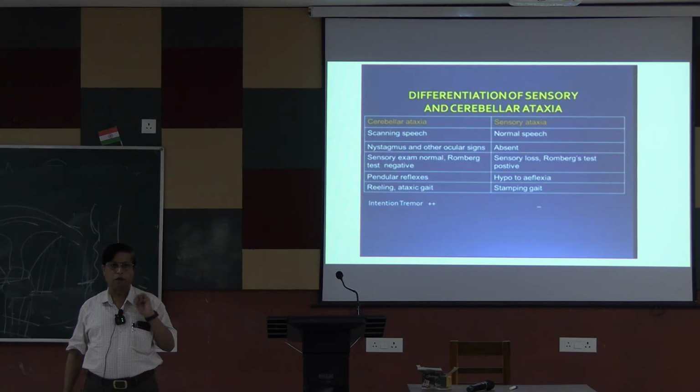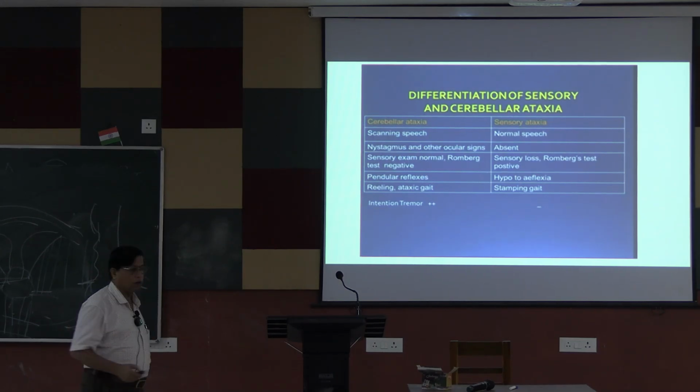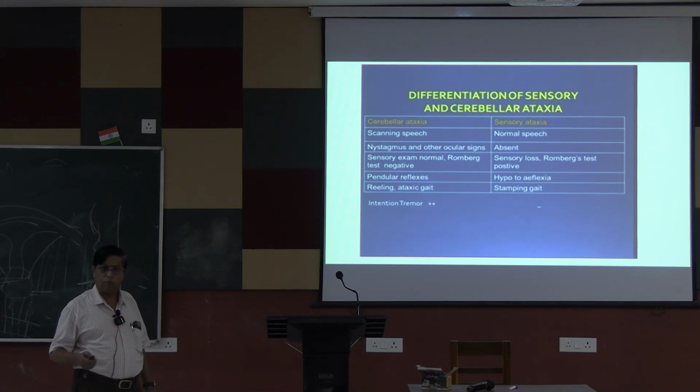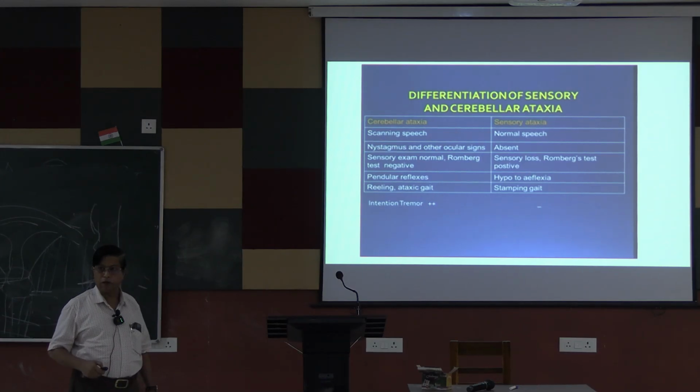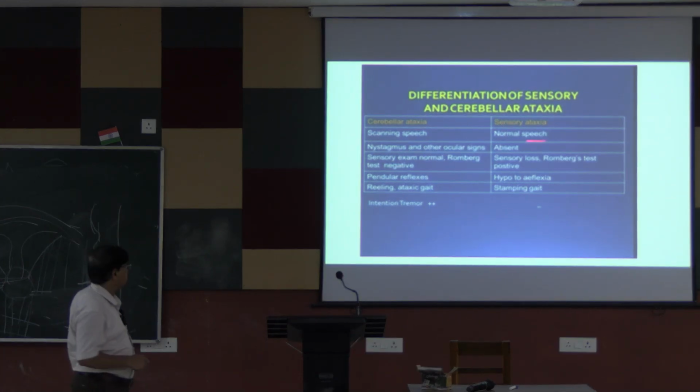This is called Romberg sign, and it is positive. You may be asked in your exam to show the Romberg sign. The Romberg sign is positive in sensory ataxia, that is posterior column lesion. Romberg sign is negative in cerebellar lesions. That is the most important test we do at the bedside, to decide whether it is a cerebellar ataxia or a sensory ataxia: the Romberg sign.